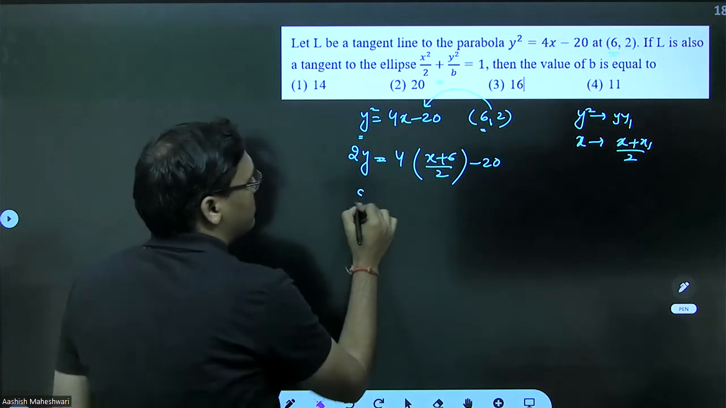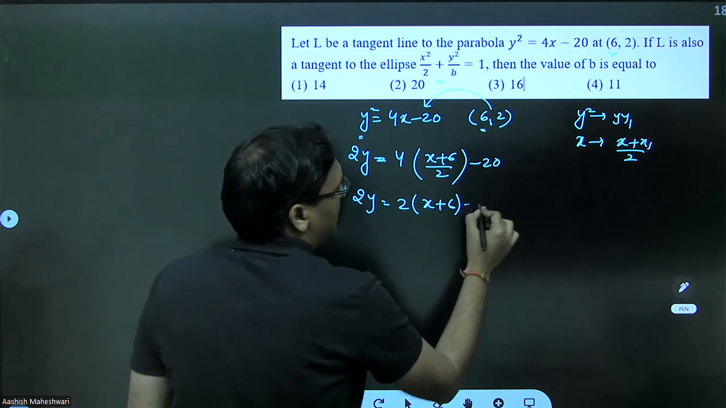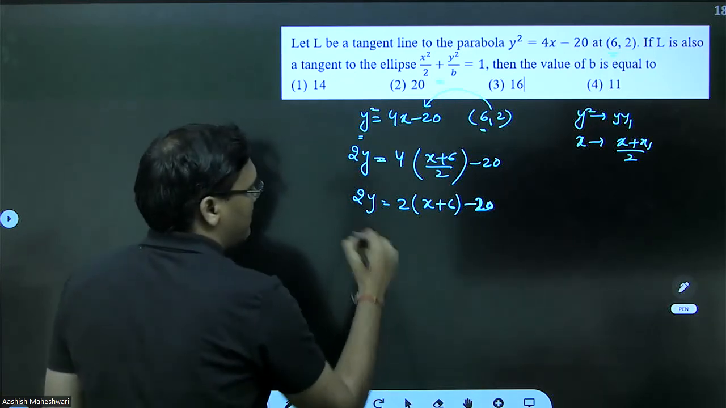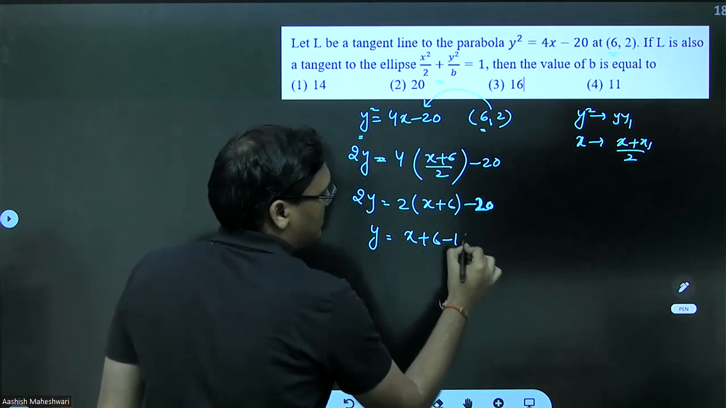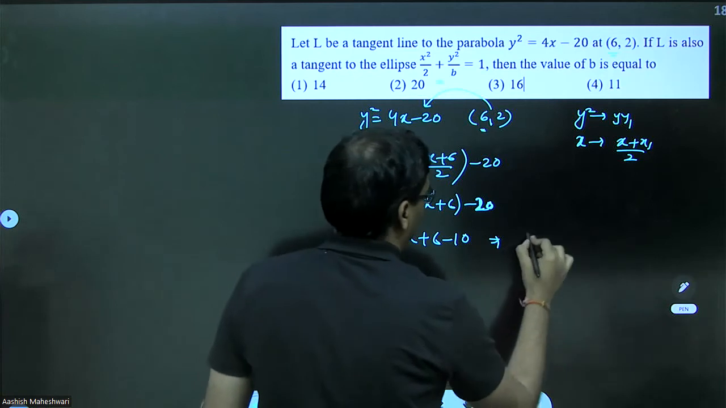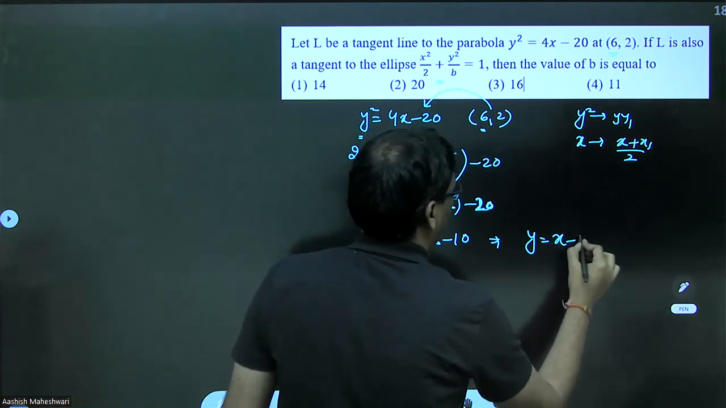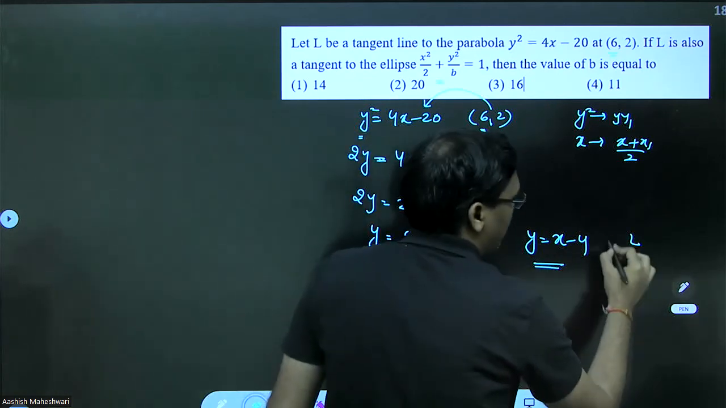So what is this? This is 2y is equal to 2 times x plus 6 minus 20, and now if I just cancel this, y is equal to x plus 6 minus 10. तो मतलब क्या हो गया? This is y is equal to x minus 4. ये आपका tangent का equation आ गया. ये L का equation. This is the equation of L.